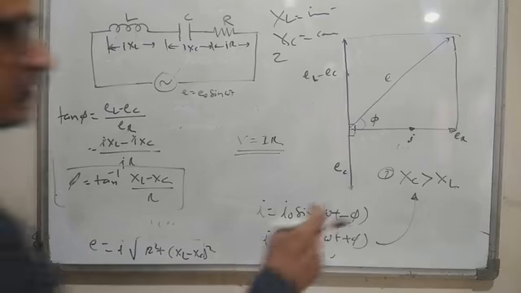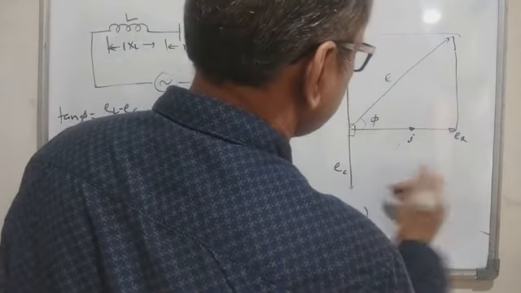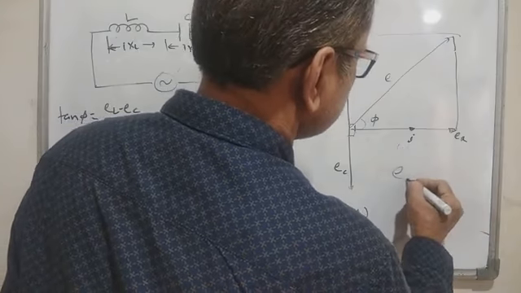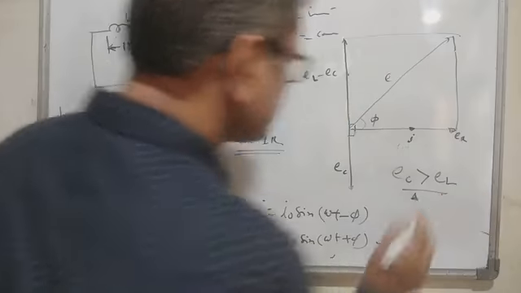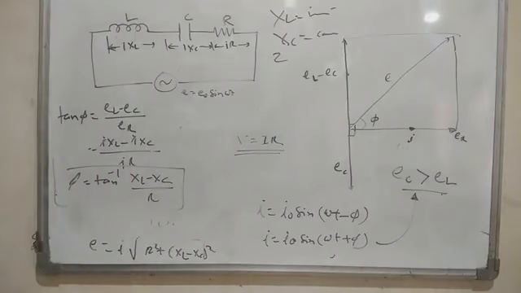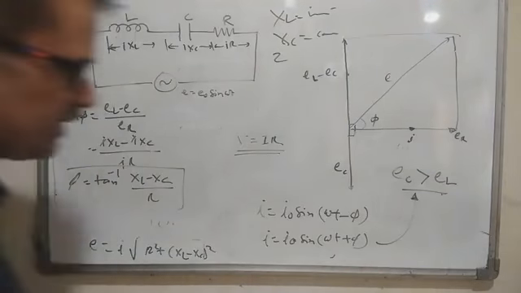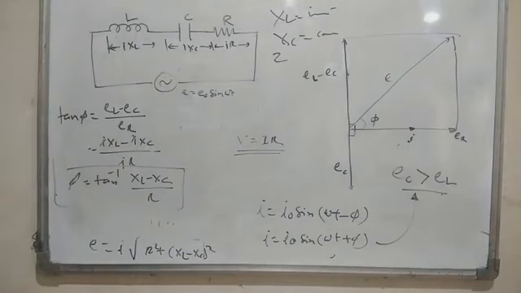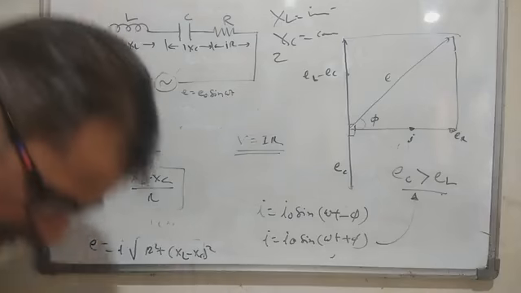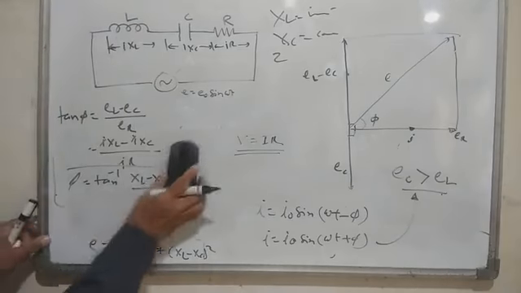Or I would say EC is greater than EL. In this case, I will be equal to I naught sine omega t plus phi. In the previous case, it was I equal to I naught sine omega t minus phi. So combinedly I can write here, student.